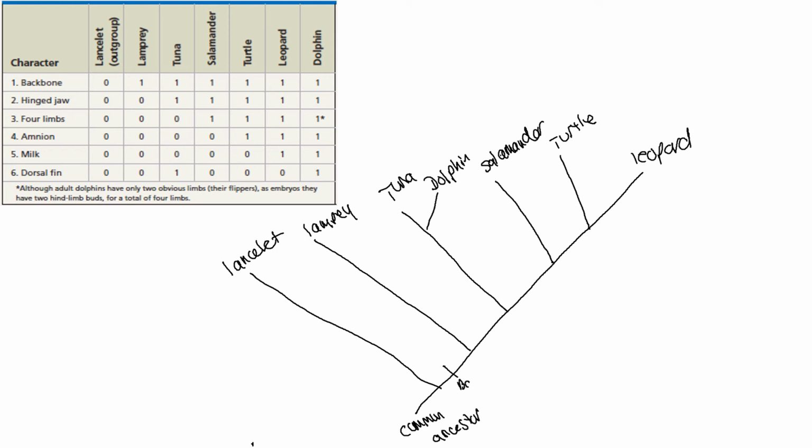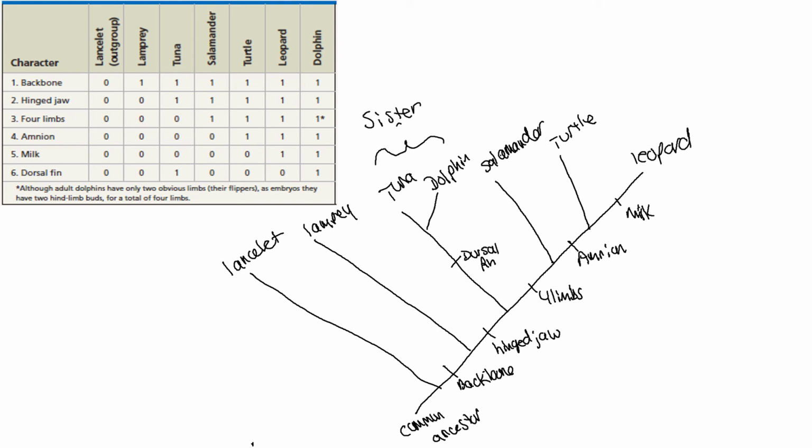So this is the common ancestor of all of them. The lamprey has a backbone, but the lancelet doesn't. And then the tuna has the hinged jaw, but the lamprey doesn't. And everything else has hinged jaw. And then tuna and dolphin both have the dorsal fin. And then salamander has 4 limbs. And then amnion, and then milk. Okay, so we've set this up, and we have tuna and dolphin as sister groups.